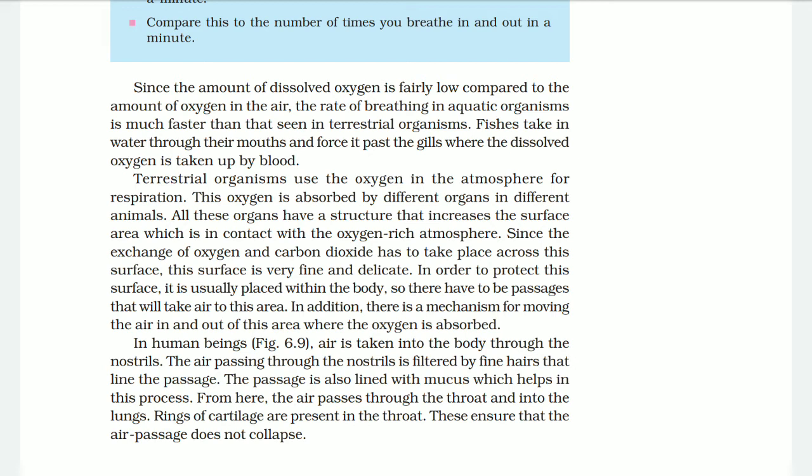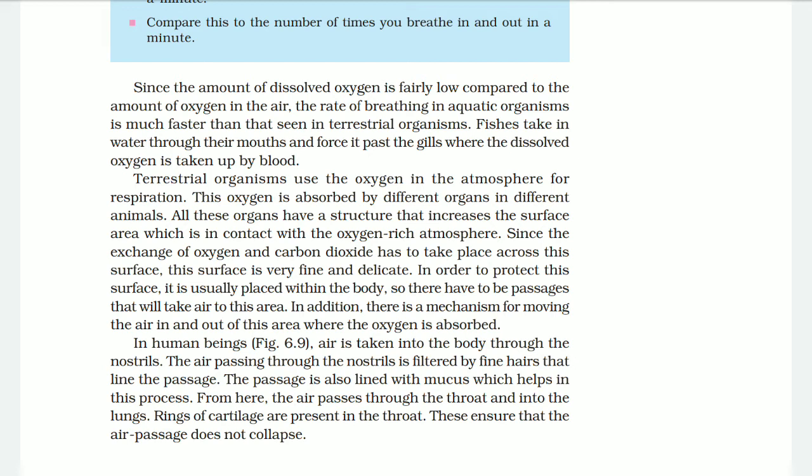As we are aware, there is less oxygen available in the water, so marine animals need to take in more oxygen, or breathe at a faster rate, than terrestrial animals. Terrestrial organisms use the oxygen in the atmosphere for respiration. This oxygen is absorbed by different organs in different animals.